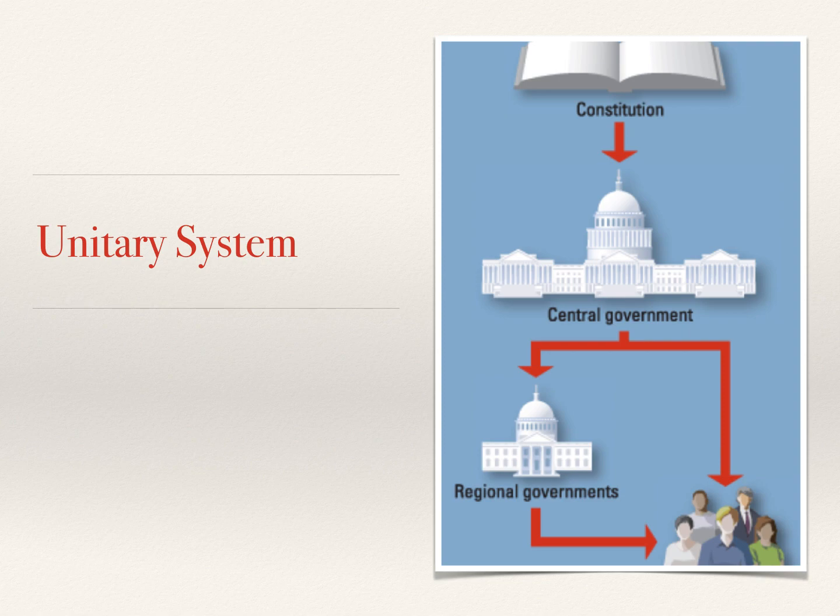In a unitary system, all of the power is given to the national government. Right? Uni means one. There's only one national government in any country. The one national government, or in the picture it says central, same thing, has all the power. And then it can grant some power to the regional governments, or what we would call state governments. Okay.